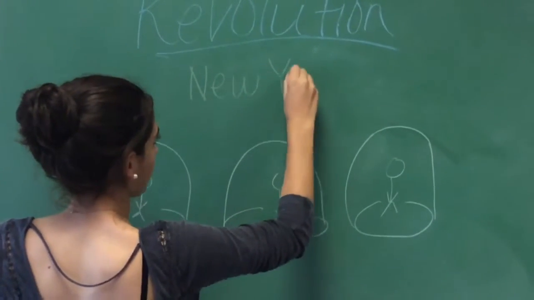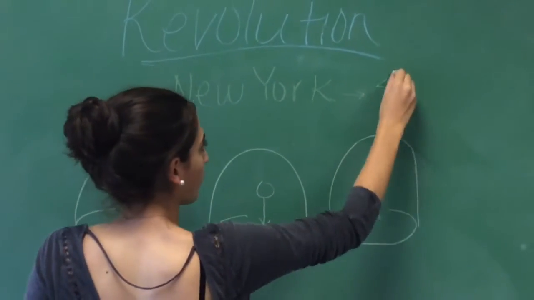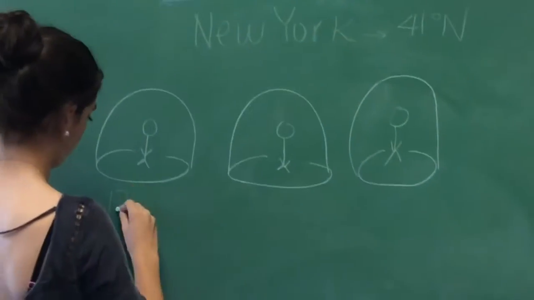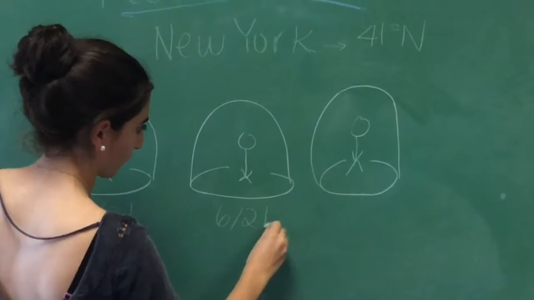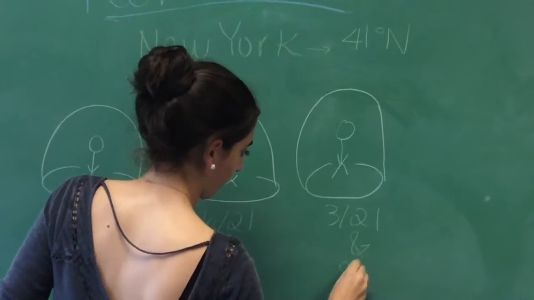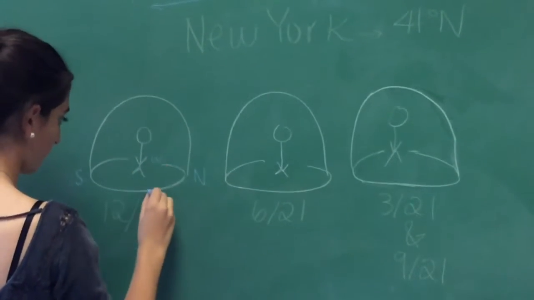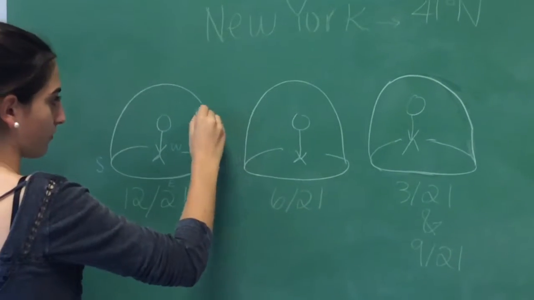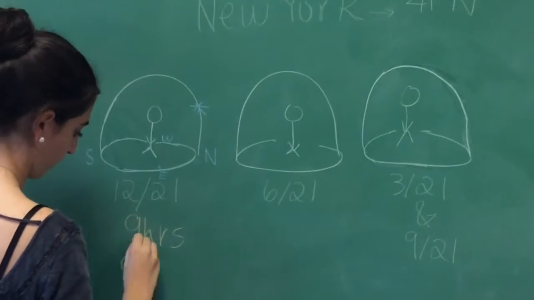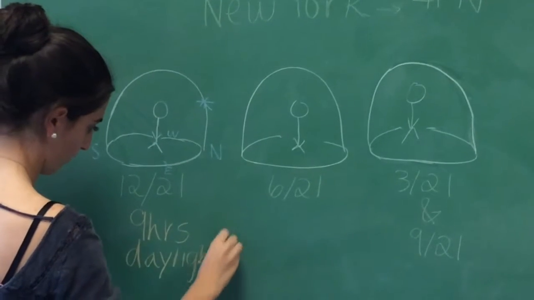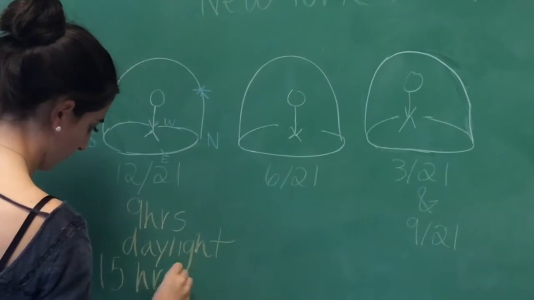In this diagram, the three people are in New York, which is at 41 degrees north, on 12/21, 6/21, and 3/21 and 9/21. On 12/21, Polaris is seen halfway into the northern sky. New York receives 9 hours of daylight and 15 hours of night.